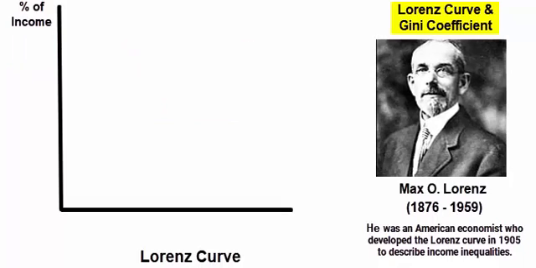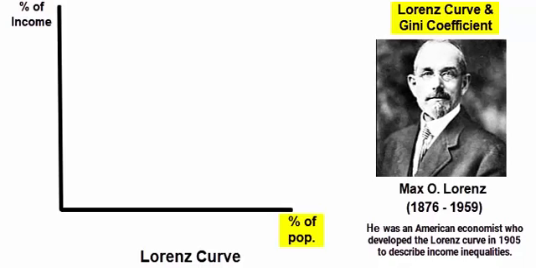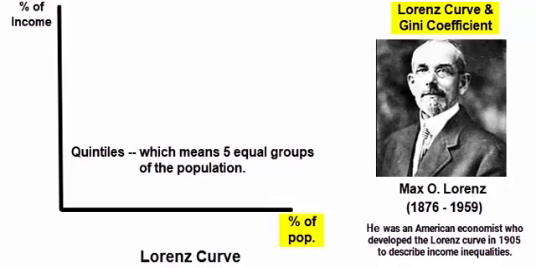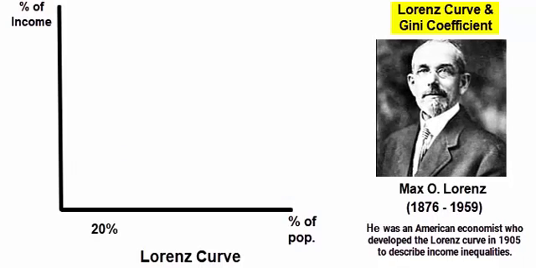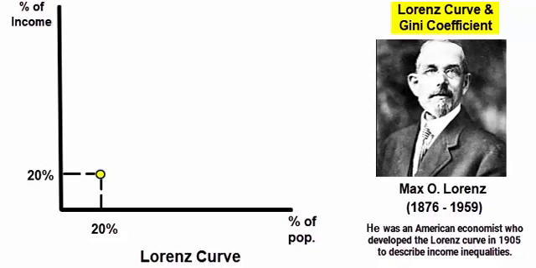On the x-axis is the percentage of the population based upon quintiles, which means 5 equal groups of the population. Dividing 100% by 5, you get 20%. If there is an equal distribution of income, then the bottom 20% of the population earns 20% of the income. The first quintile represents the first 20% of the population who receives a total of 20% of the income.